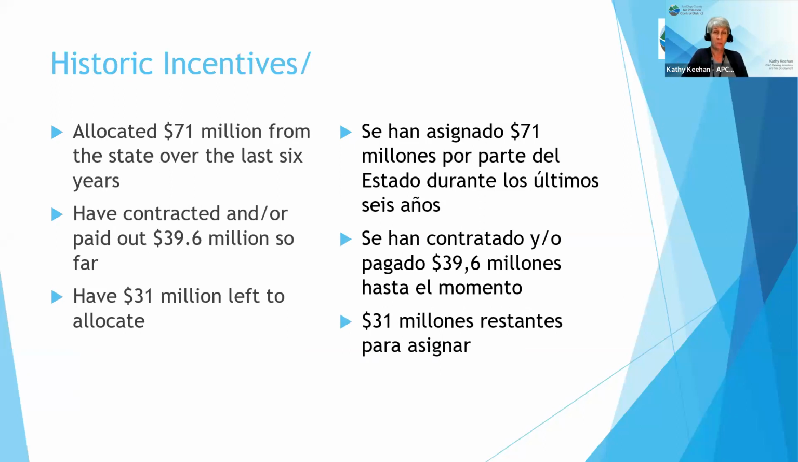To give some historic perspective, just to get you caught up on where we are, over the past 6 years, we've been awarded about $71 million from the state for AB 617 incentives. Of that, we've contracted or paid out almost $40 million of that funding so far. Currently, we have about $31 million left that we can allocate on new projects. Next slide, please.